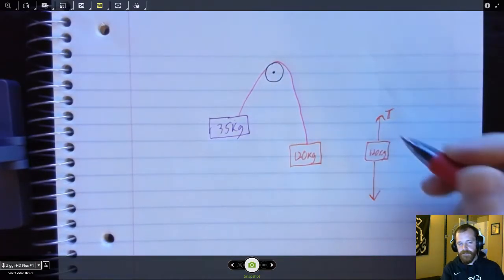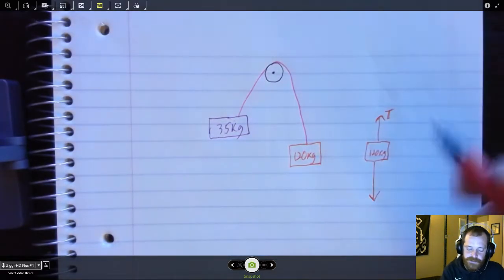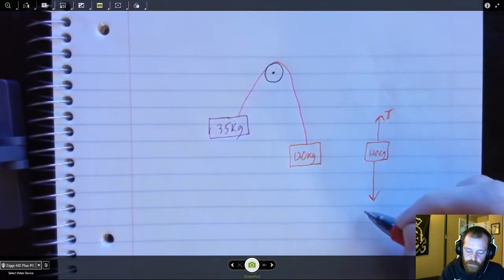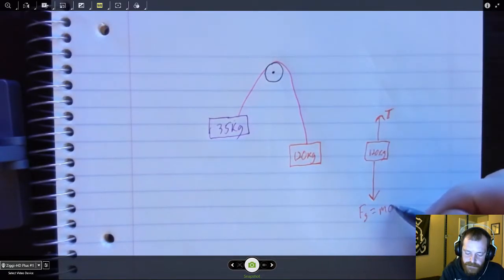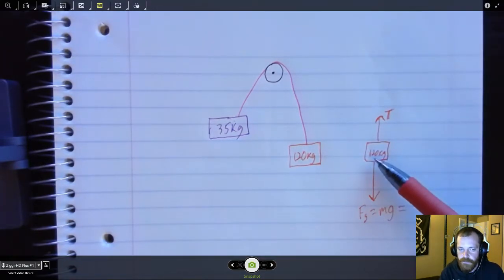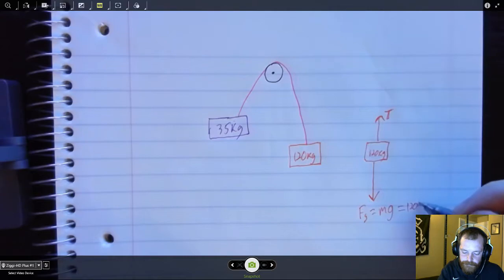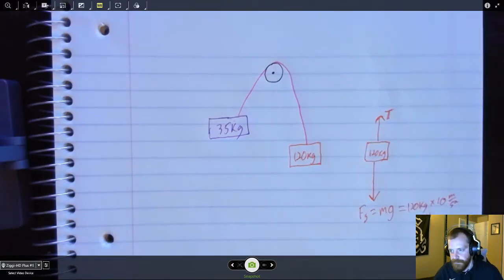Notice the weight's going to be bigger than the tension force here, because this object is going to be accelerating downwards. So the weight, the force of gravity, we can find by doing the mass of this object times the acceleration due to gravity. We know the mass is 120 kilograms, and we know the acceleration due to gravity is 10 meters per second squared. So the force of gravity, or the weight, is 1,200 newtons. Okay, so I know this force value already. It's 1,200 newtons.